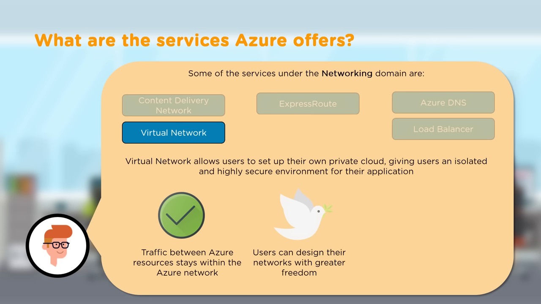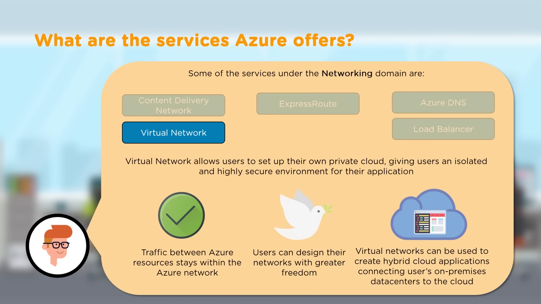We can pick the IP address that we like. We can pick which subnet needs to communicate with the other subnet, stuff like that. And like I said, if you are using a hybrid environment, you definitely would require a virtual network, because it helps connect the on-premises and the cloud in a secure fashion using VPN.